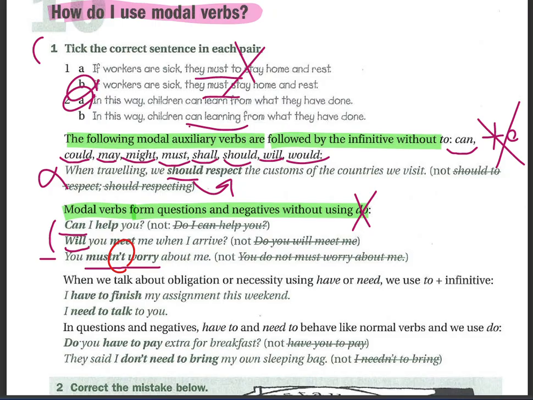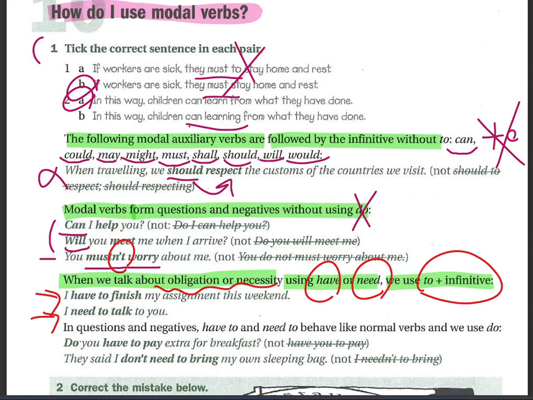Next part. When we talk about obligation or necessity, using have or need, we use to infinitive. Look at here. I have to finish my assignment. You need to talk. So when it's about have and need, and we use obligation or necessity, we want to mention these 2 points in our sentences. We can use to infinitive. I have to finish. You need to leave the class.